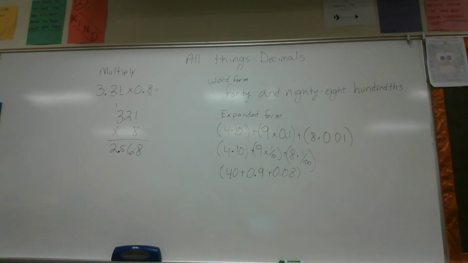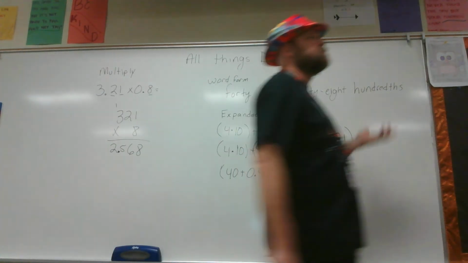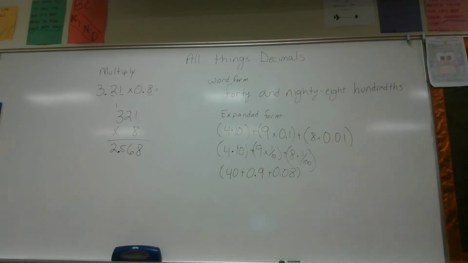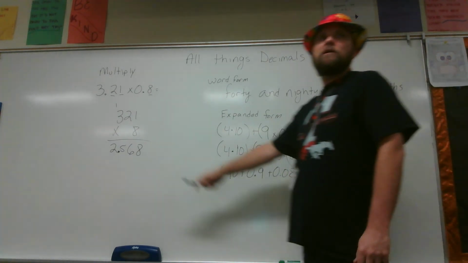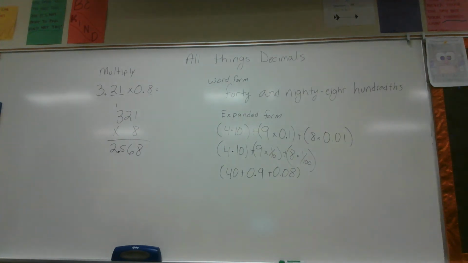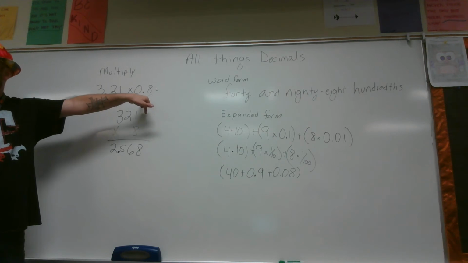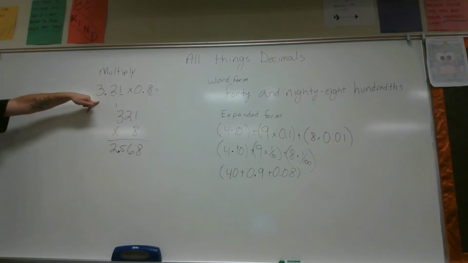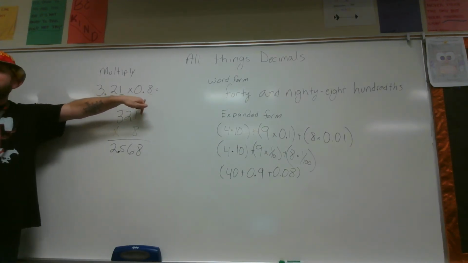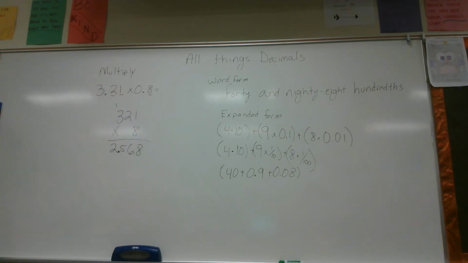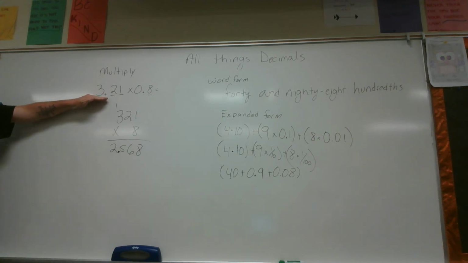Let's do some estimating to see if my answer is reasonable. So I have close to 3 multiplied by something less than 1. So something a little bit more close to 3 by something less than 1. 0.8 is less than 1. So if I'm multiplying by less than 1, should my 3 become greater, equal, or less? Less.